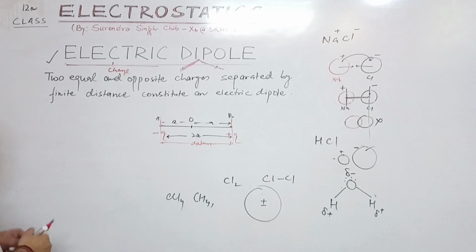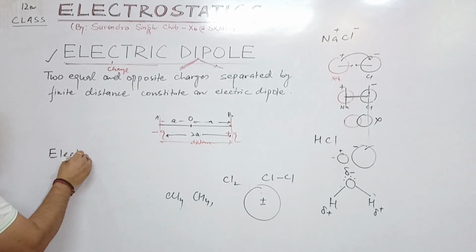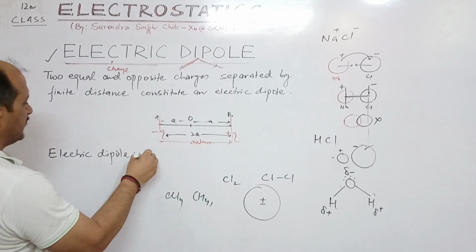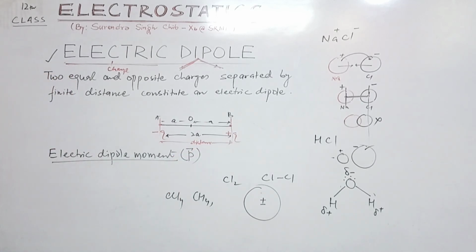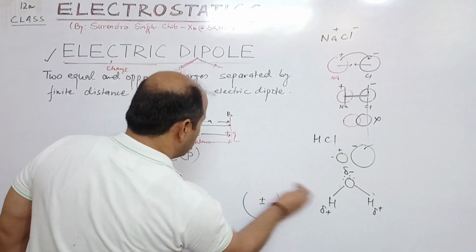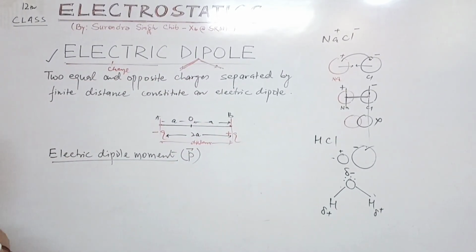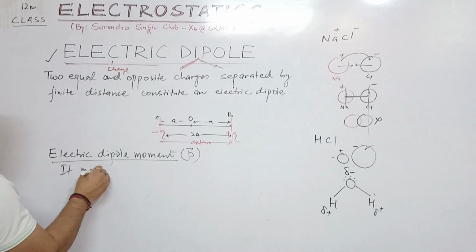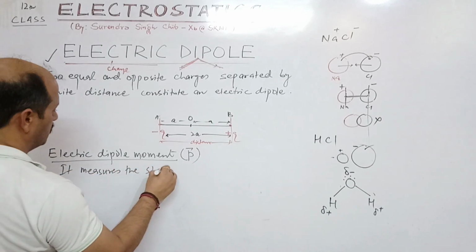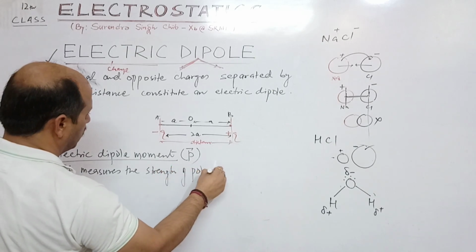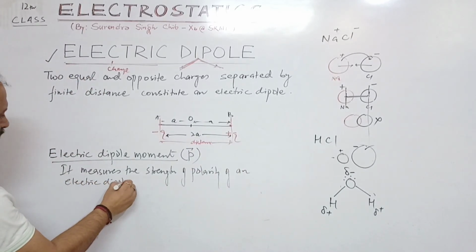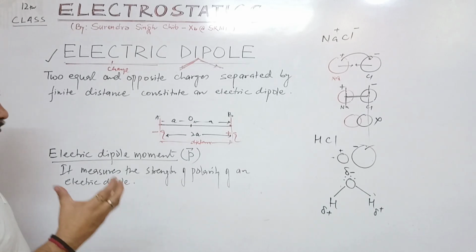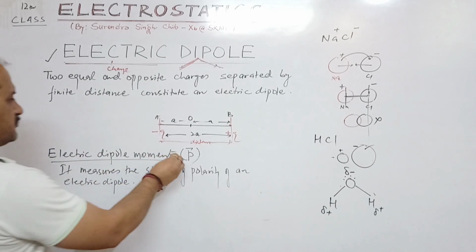So let's take another topic, electric dipole moment. What is electric dipole moment? The symbol is P vector. It measures the strength of the electric dipole. It measures the strength of the polarity of an electric dipole. इलेक्ट्रिक डाइपोल की पोलैरिटी को जो मेजर करता है, उसकी स्ट्रेंथ को जो मेजर करता है, उसे हम इलेक्ट्रिक डाइपोल मोमेंट कहते हैं.